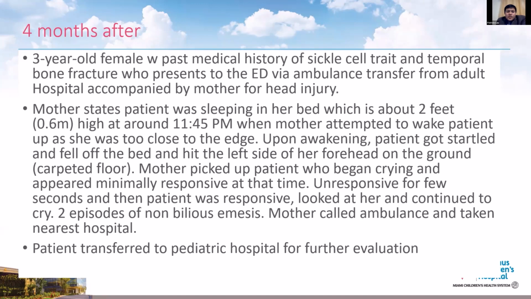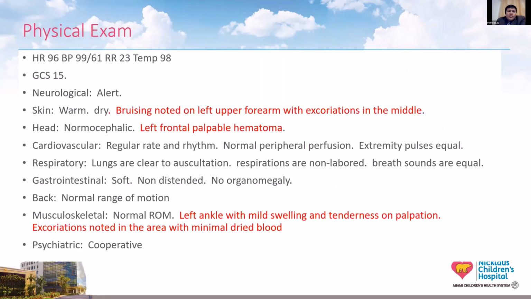The mother picked her up. She was crying. She was minimally responsive initially, and then she got startled. She had 2 episodes of non-bilious emesis, and the mother called the ambulance. They took her to an adult facility. The patient got stabilized at the adult facility, and then she got transferred over to a pediatric hospital. Her vitals were stable, neurologically intact, but again, there was some more bruising in the upper extremities. They noticed a left frontal hematoma this time on the left side, and there was some swelling in the ankles as well.